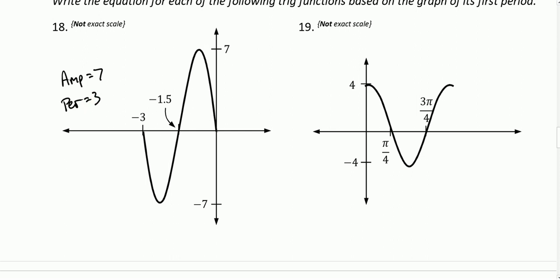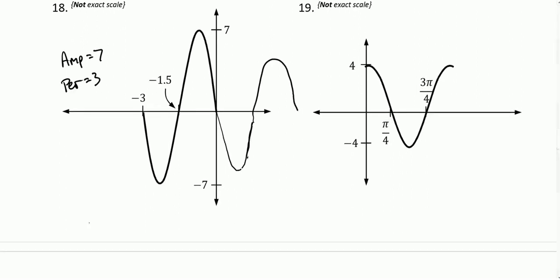Also, if I continue this pattern, it drops first and then rises. So this is the sine function, but it's flipped upside down. So I know that we're going to have something in the form y equals -7 sine. I'm going to put b, the letter b here for right now. We're going to figure out what number that is times x.